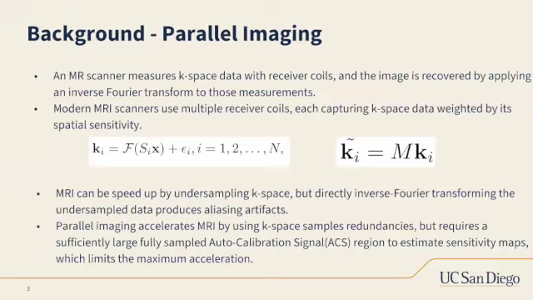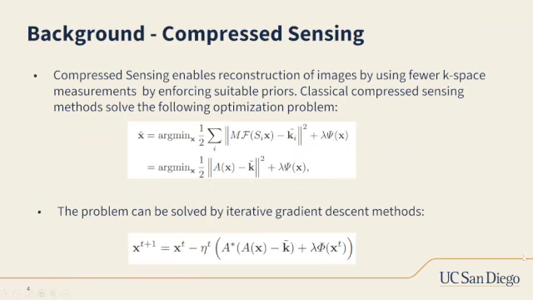So a parallel imaging technique can help solve this problem by utilizing k-space samples with redundancies, but it requires a sufficiently large, fully sampled ACS region in the center to estimate sensitivity maps, which limits its maximum acceleration. And this brings us to the compressed sensing technique. The compressed sensing technique enables reconstruction of images using fewer k-space data by enforcing suitable priors.